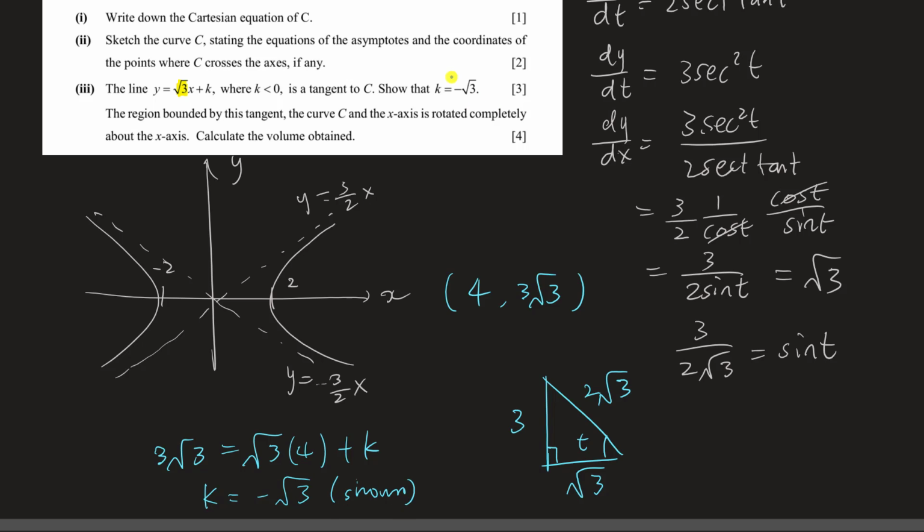3 marks. Finally, the region bounded by the tangent, where this is 4 and 3 root 3, right? So if 2 is here, 4 is probably here. We're not going to use the point at the bottom because this is a positive value. So the tangent is actually here, bounded by this blue color tangent, the curve C, and the x-axis. So we're talking about this shaded region. This shaded region is being spun around the x-axis.